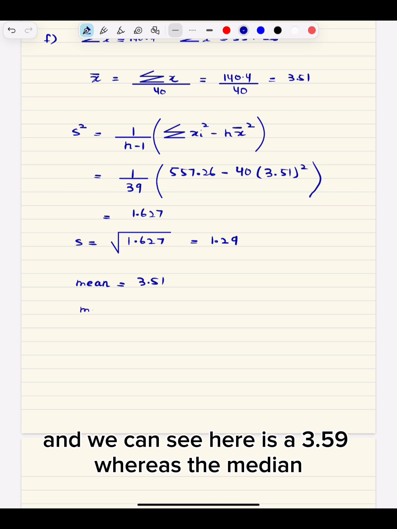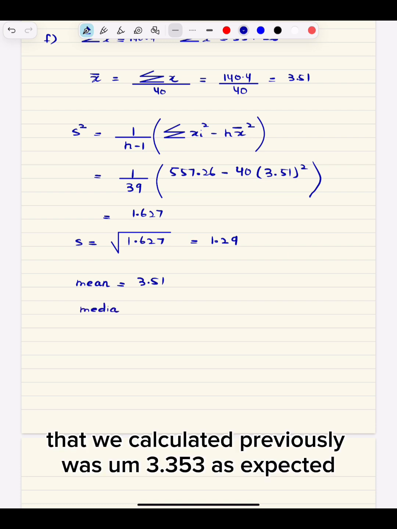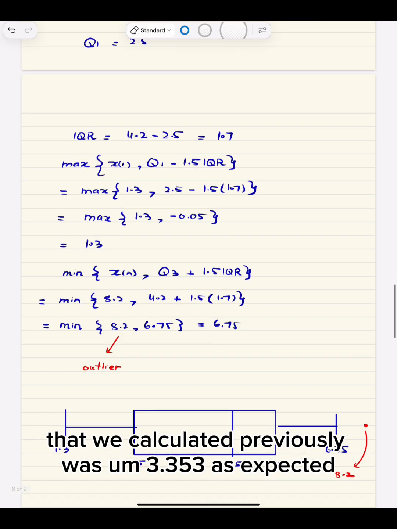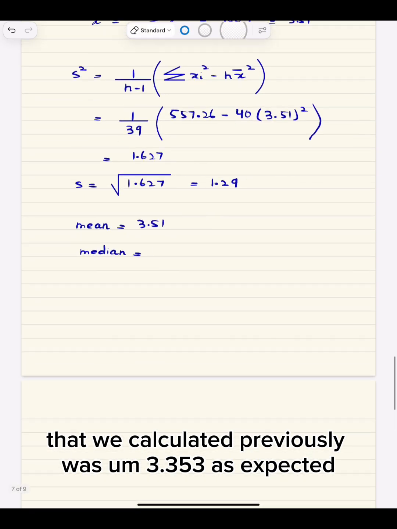So the mean we can see here is 3.51, whereas the median that we calculated previously was 3.35.